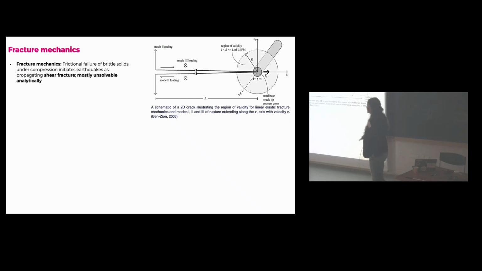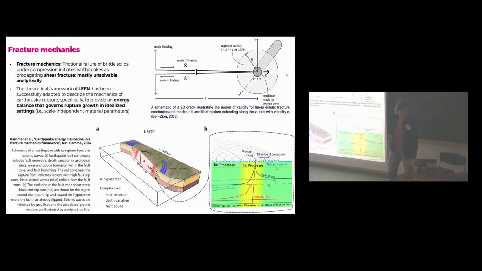Fracture mechanics is not the same as dynamic rupture simulations. In fracture mechanics, we can also describe the frictional failure of brittle solids under compression that initiates earthquakes as propagating shear fracture, so far so similar. However, fracture mechanics formulations are mostly unsolvable analytically as soon as it gets a little bit interesting or a little bit more heterogeneous or geometrically more complicated.